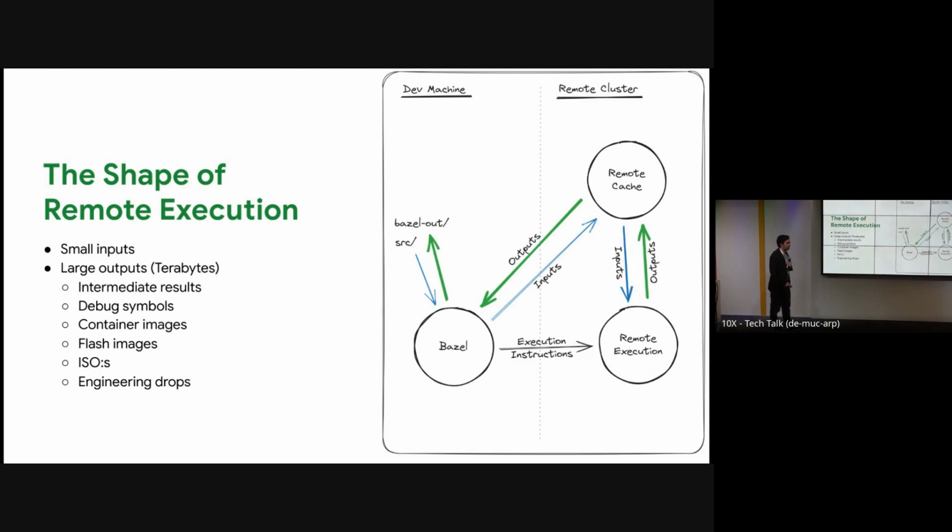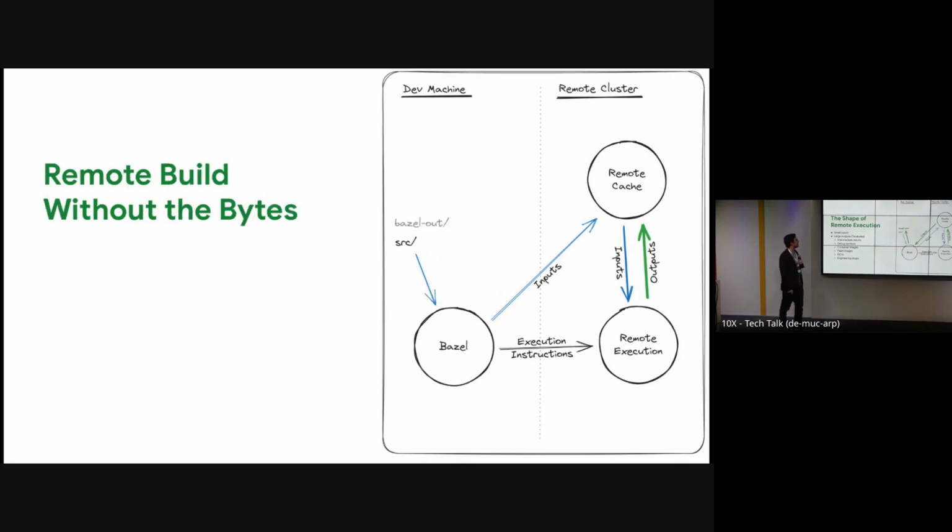So what we want to do here is kind of simplify this. If we pay attention to the graph here, we can see that we don't really need the outputs. When we have the remote execution system, we can just let it ping back and forth with the remote cache, and then we can skip all of the outputs. That's the general thought behind remote build without the bytes.